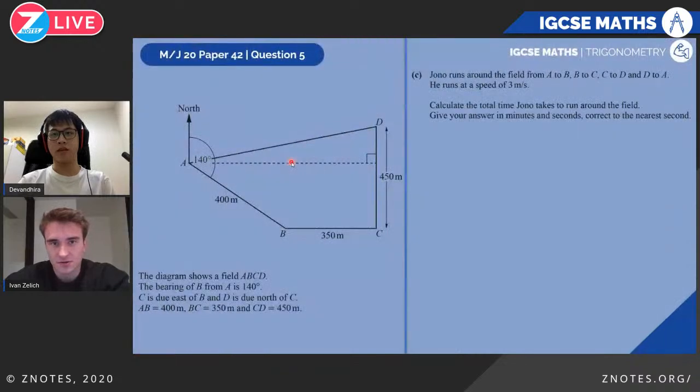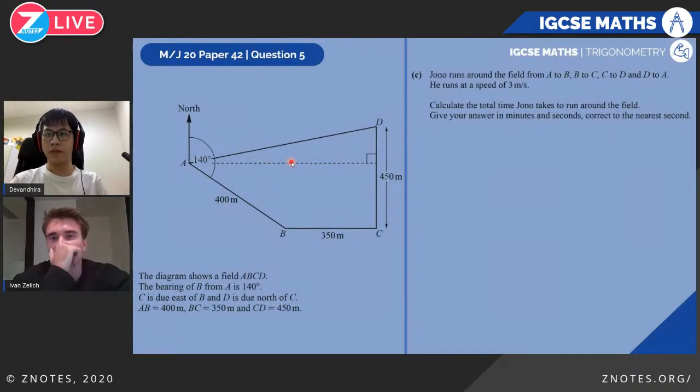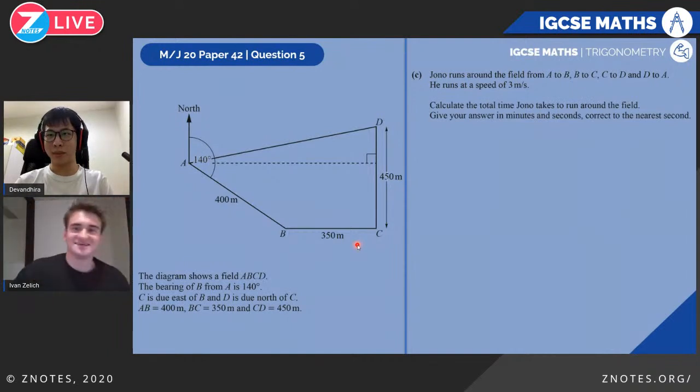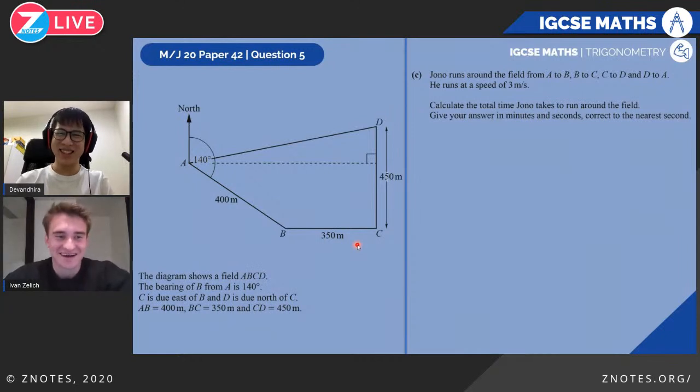Okay, so next question. Joe runs through the field. He runs from A to B, B to C, C to D, and D back to A. Now, of course, if this was a displacement, then he would basically go in zero, which would be nice. But of course, it's asking for total time, so we can't do anything like that. So we basically calculate the perimeter of where he's running.